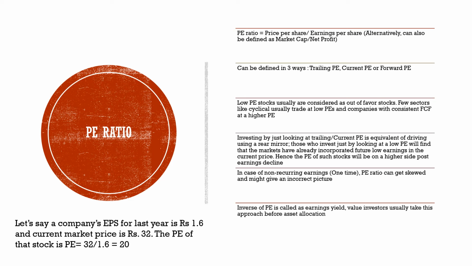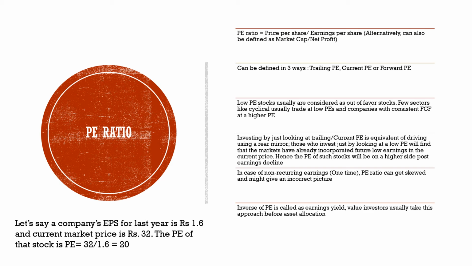So EPS of 1.6, and let's say the current market price is 32. It is very simple to calculate the P/E of that stock by dividing the current market price of that particular stock by the earnings per share for the last year. In this case we can see that it has a P/E of 20.